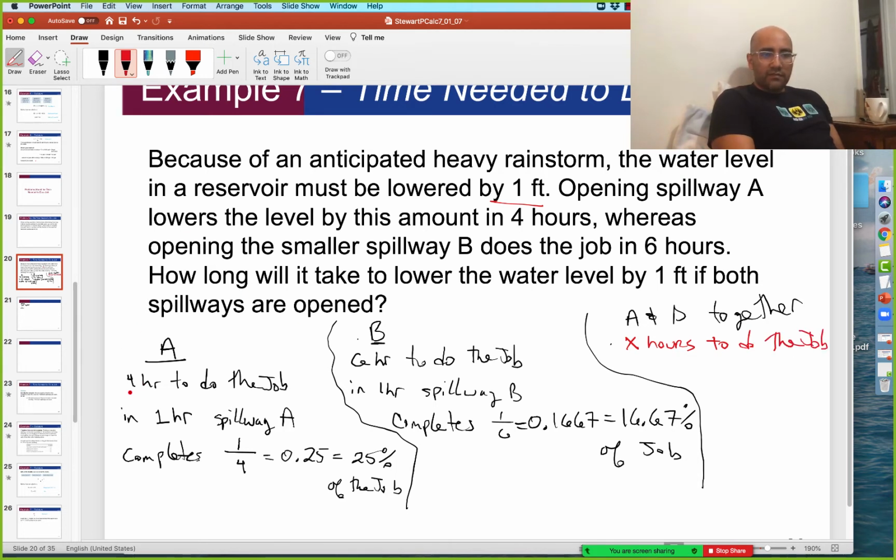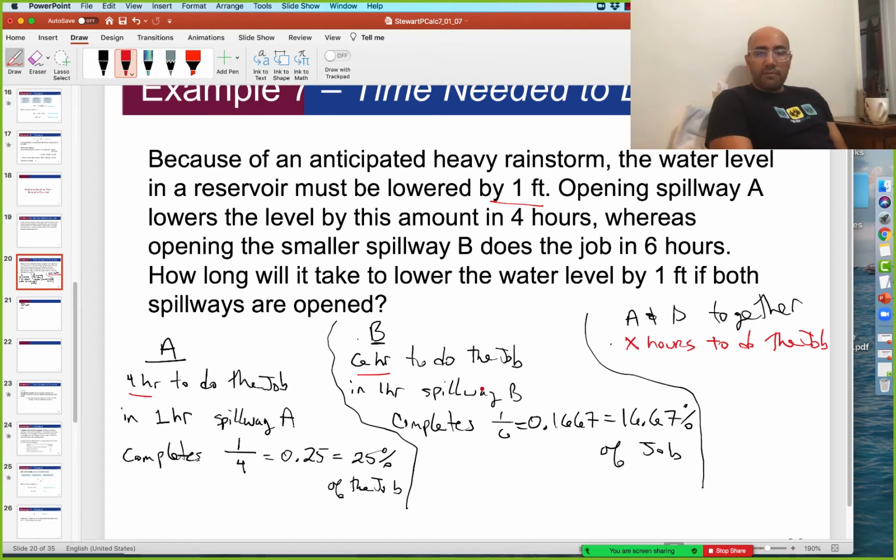A by itself takes 4 hours. B by itself takes 6 hours. Together, how long will it take them to do the job? Obviously, it won't take them 6 hours plus 4 hours, 10 hours. That doesn't make sense. It should be something smaller than 4, because A by itself could do it in 4. If it's getting some help, it should definitely do it in less than 4. But we don't know what that amount of time is.